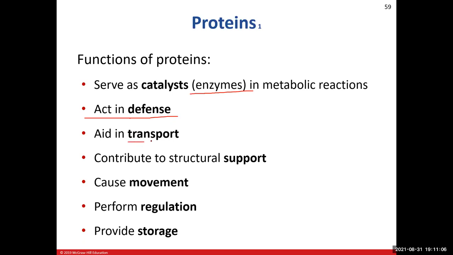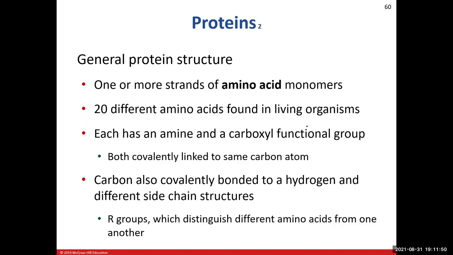We're going to talk in chapter 4 about transport, how we move things in and out of a cell and actually inside the cell. So that gets all messed up. When we're trying to build the support systems, the cytoskeleton for cells, that breaks down. Your muscles can have issues because the two proteins that make up muscle tissue, actin and myosin, start to fall apart. And then storage and regulation. You can see all of these functions: catalyst, defense, transport, support, movement, regulation, storage. All of those are performed by proteins. Therefore, we do not want our proteins to become mismanaged and start to fall apart through a low pH, through that degradation. That's bad news.